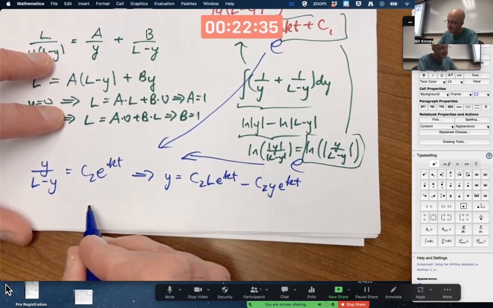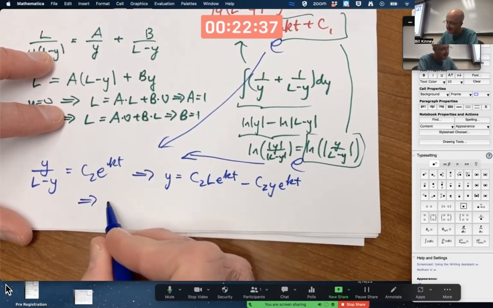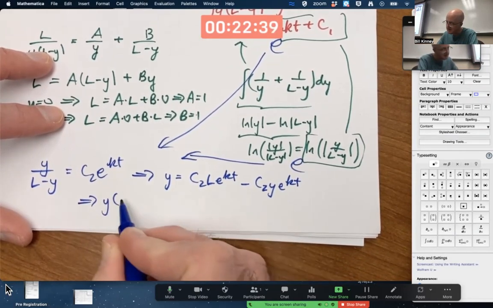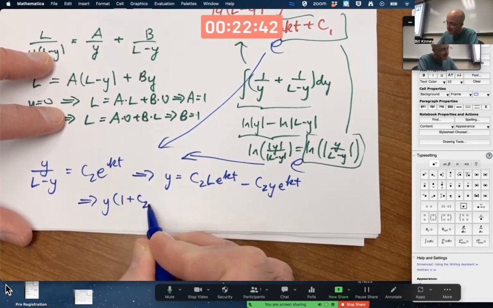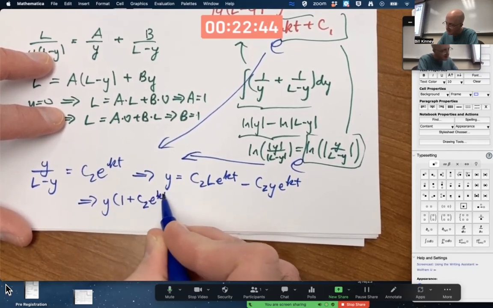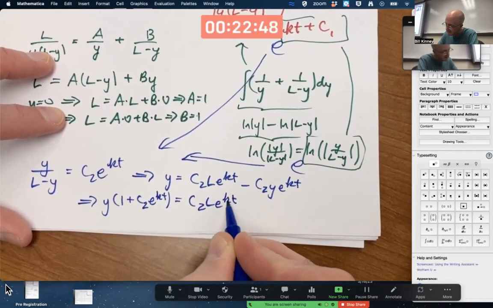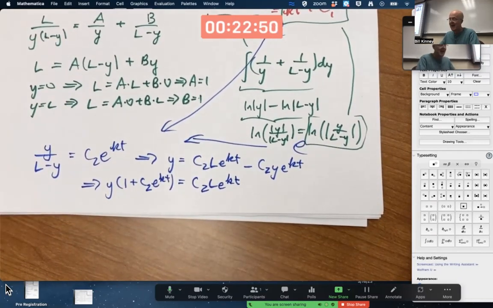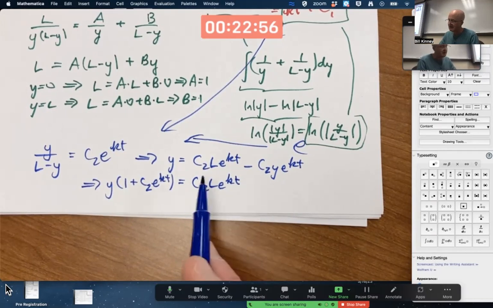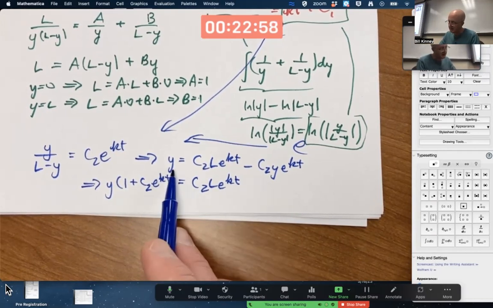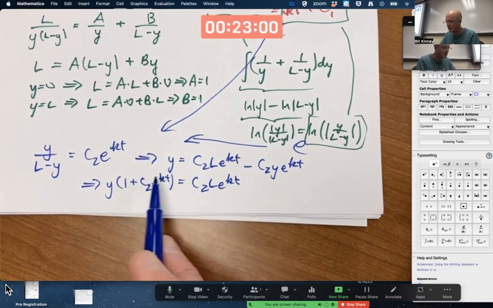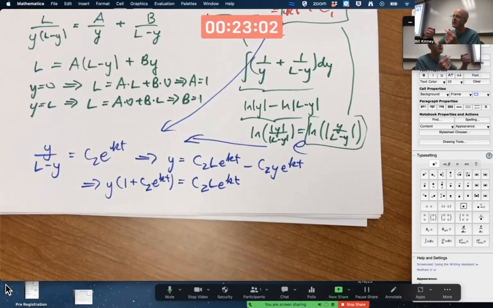It's on 2 sides here, so I better now add this to both sides and then factor out what I can, factor out the y, in fact. So I'm doing 2 steps here at once. I added C2y e to the kt to both sides, canceling it on the right and bringing it over to the left. And then on the left, I have 2 expressions that involve y, where the y can be factored out, and I'd get this.